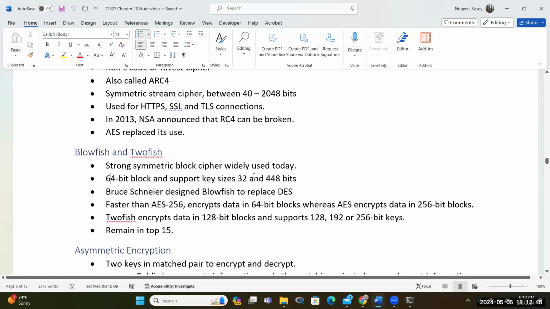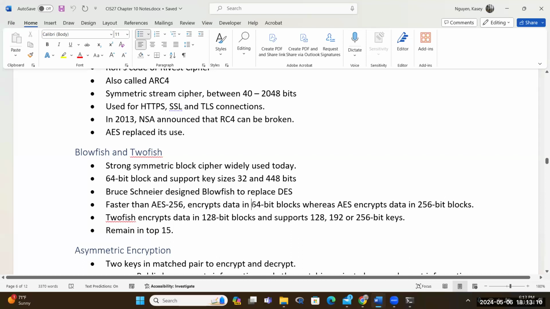64-bit blocks support key length between 32 and 448. Your book doesn't contain this, the recommended book, right? Bruce Schneier designed Blowfish and replaced it with DES and later on triple DES. It is faster than AES 256. There are many algorithms that are faster, that government uses as well.